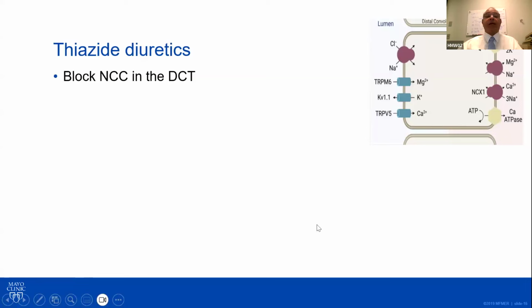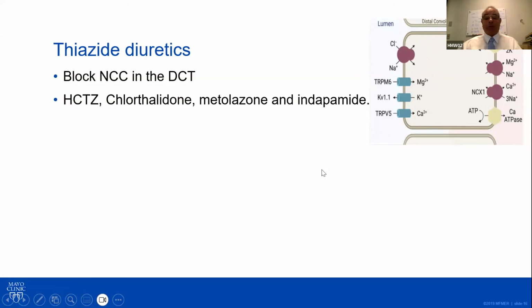The other important class is thiazide diuretics. It works in the distal convoluted tubule, blocking the sodium chloride channel. That's an important channel that regulates sodium. It's very important when managing hypertension that we need to block this channel. Many different drugs have been used.